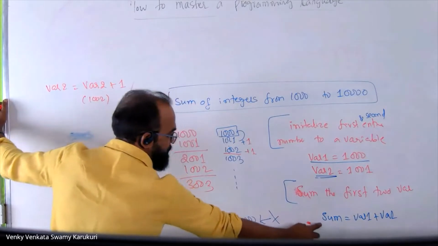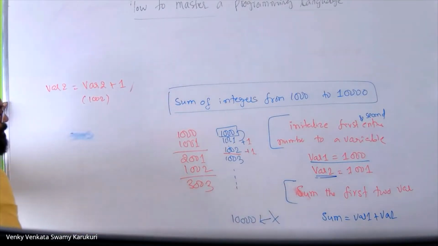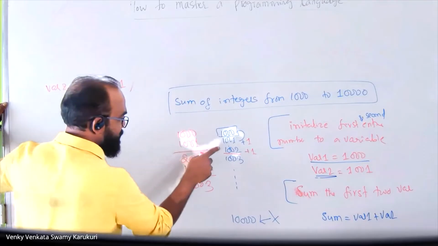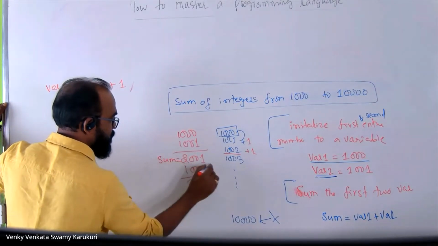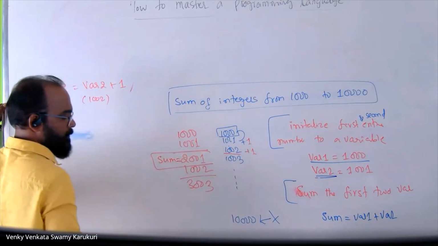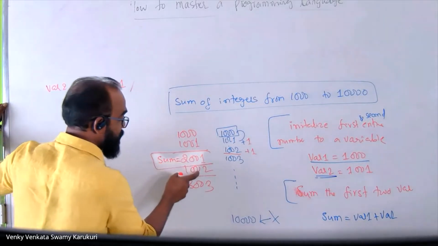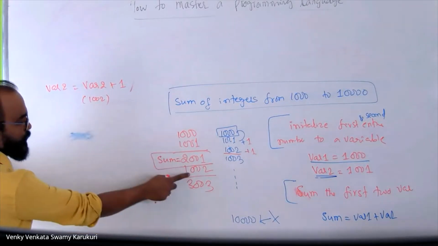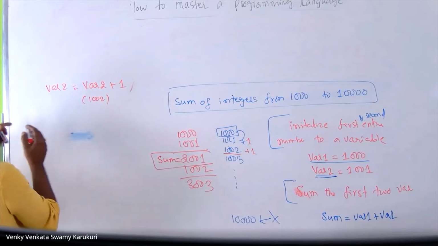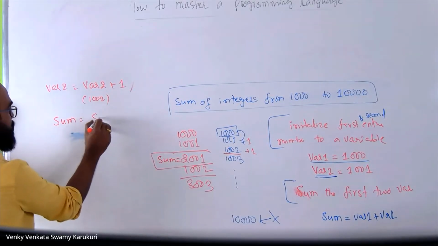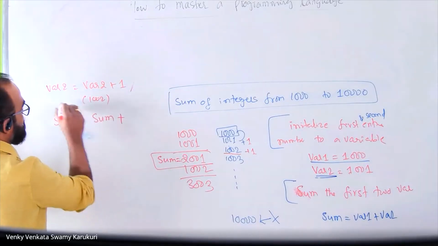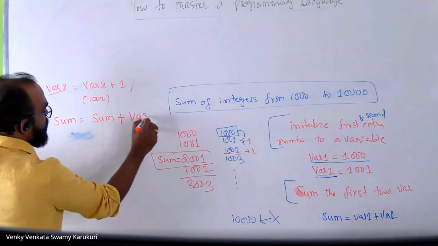I should repeat this step, but not with variable 1 and variable 2. If you see this here, the sum has become 2001. So to this sum I have to add the increased number. 1002 should be added to the sum. So now my step becomes: sum becomes previous sum plus variable 2.